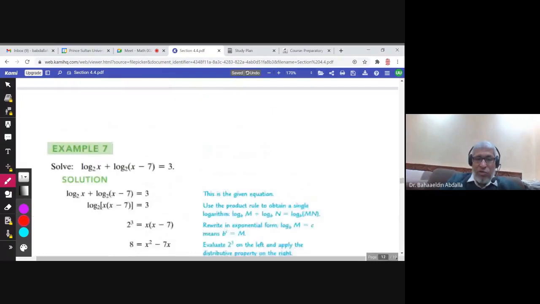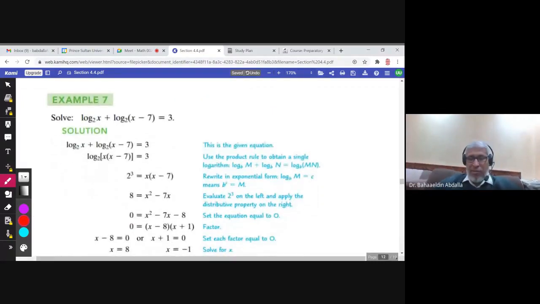Now let us go to some other types of examples. I have a problem here. I have two logs, log plus log. What should I do? Well, you have to write it first in the form log base b of m equals c. You have to write it in this form first. How can I write it in this form?